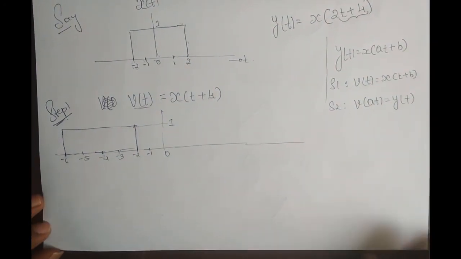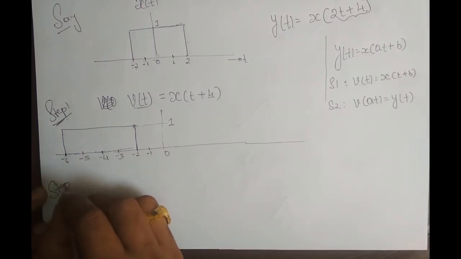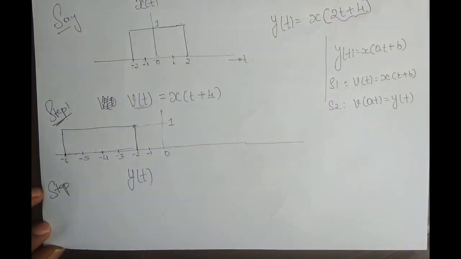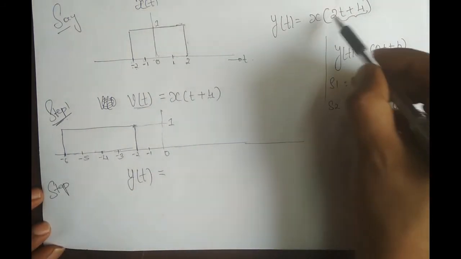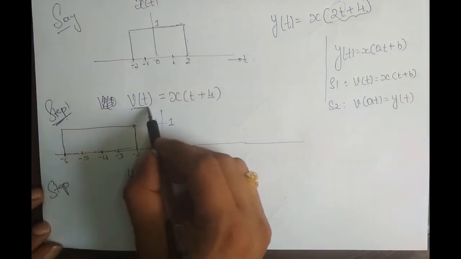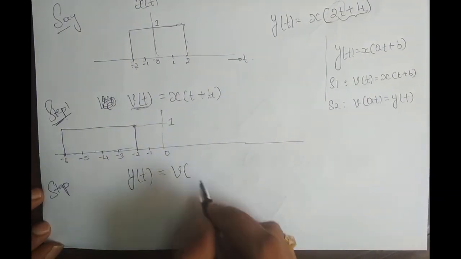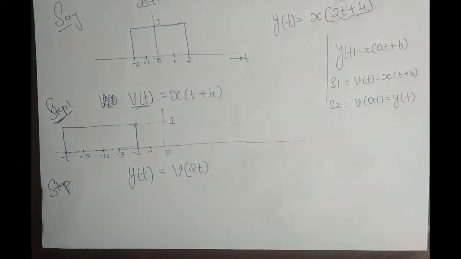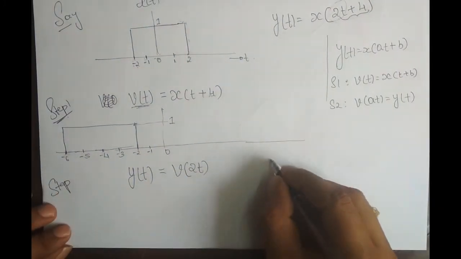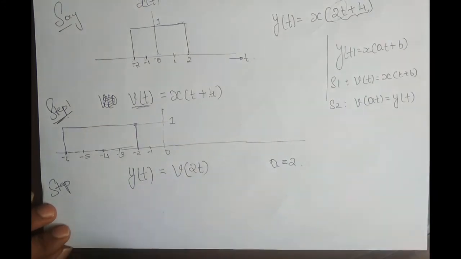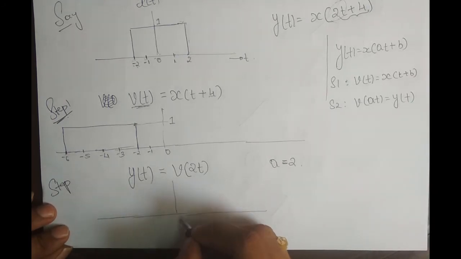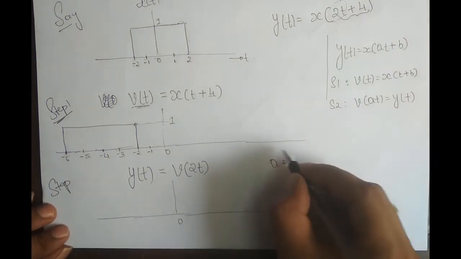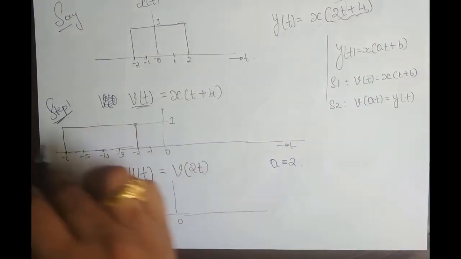Now what is step 2? So step 2 is to get the resulting signal y of t, and this involves the scaling operation, and that scaling operation has to be performed on the intermediate signal. So v of at, but what is the value of a, which is 2t, right? So now the value of a is 2, right? Now how do I scale this signal? Now I have to take the inverse of a, which is 1 by 2, and I have to multiply everywhere in v of t, right?